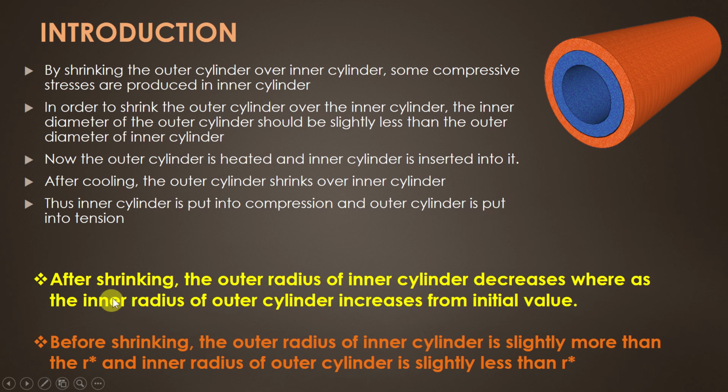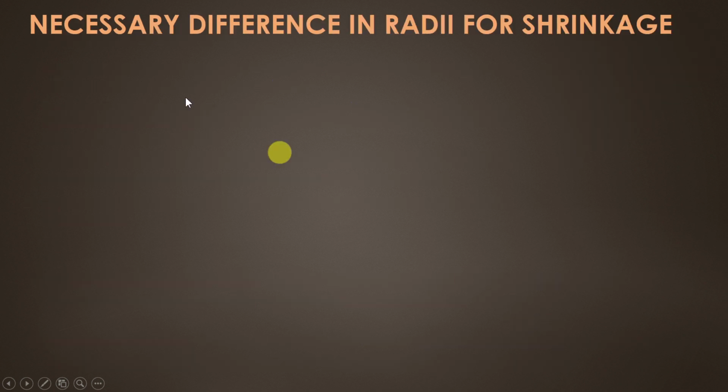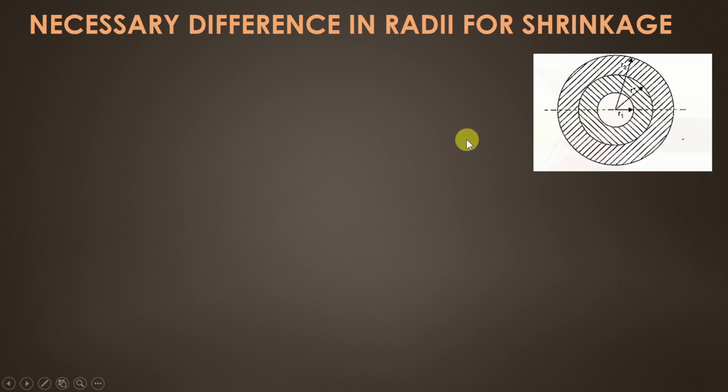So let me read the point here. After shrinking, the outer radius of the inner cylinder decreases, whereas the inner radius of the outer cylinder increases from the initial value. This is very easy to understand. If you are holding something tightly in your hand, what will happen? The thing in your hand, its size will decrease, isn't it? Because you are tightly compressing it. The same thing happens here. When the outer cylinder is closely compressing the inner cylinder, the outer diameter of the inner cylinder will shrink. So that is how much we are about to see. That is actually the necessary difference in radii for shrinkage. So let us get into that.